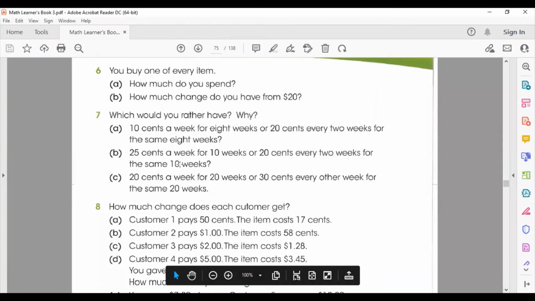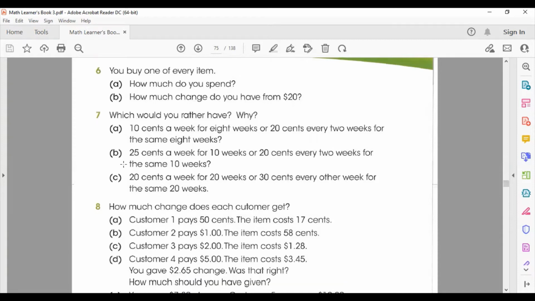The next part, 25 cent a week for 10 weeks. So it means 250 cents, you can say $2.50. So we can write it here, $2.50.